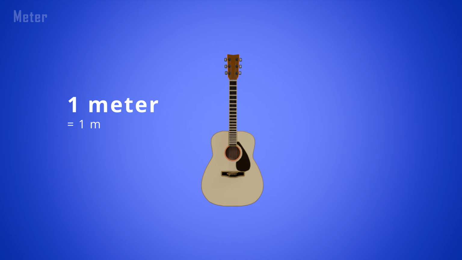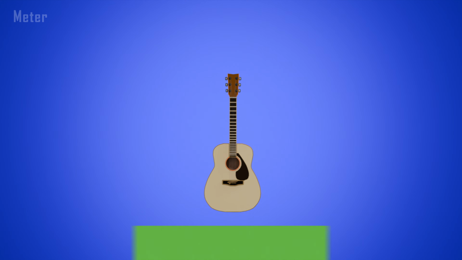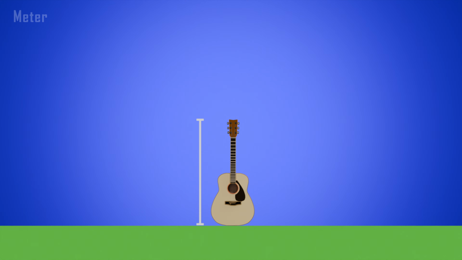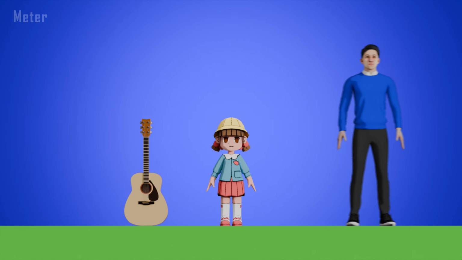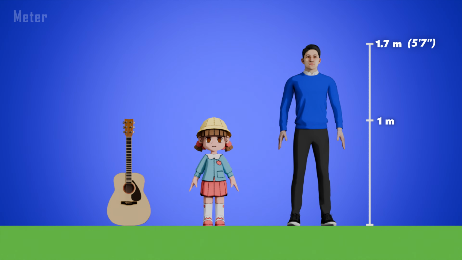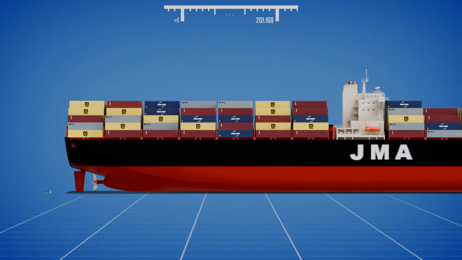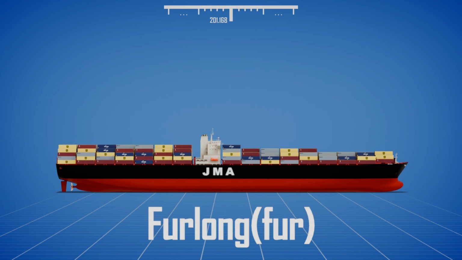1 meter is equal to 3.28 feet. That is about the length of a guitar, or the height of a 4-year-old toddler. For context, the average male height is 1.7 meters. Going further into long distance units, we have first, furlong.